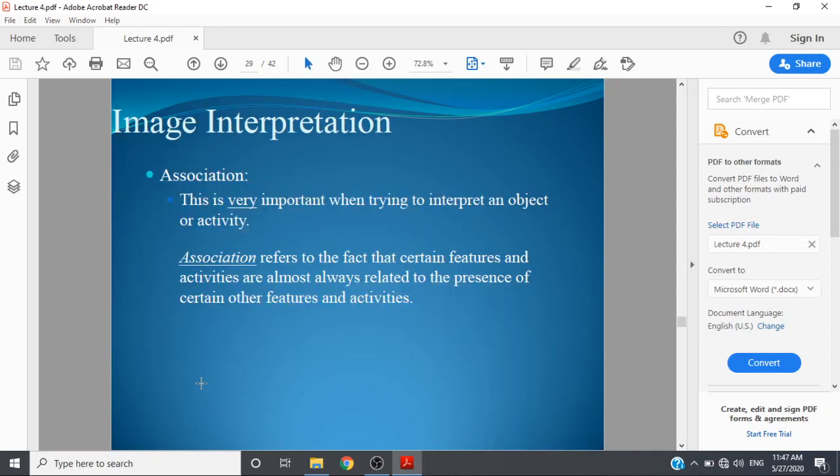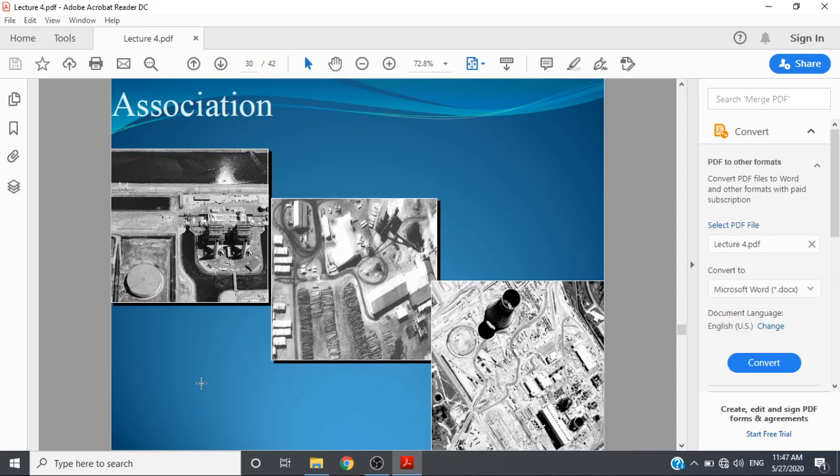Image interpretation, association. This is very important when trying to interpret an object or activity. The association refers to the fact that certain features and activities are almost always related to the presence of certain other features and activities. Here are the associations with the presence of different other parameters.